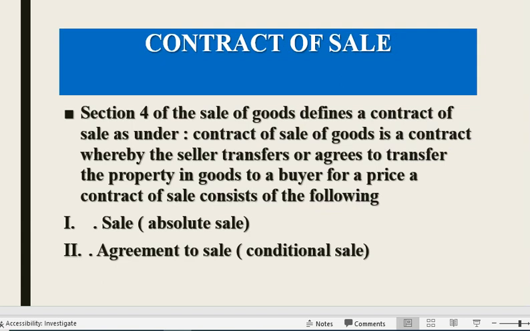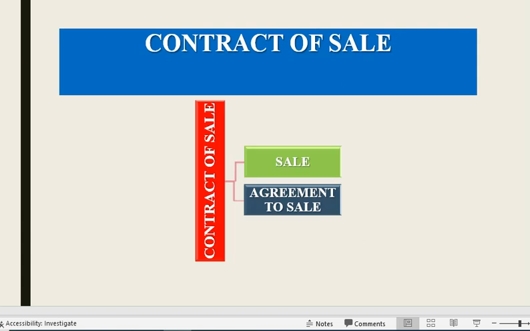A contract of sale may be an absolute sale, or it may be an agreement to sell that is based on conditions. Now we will understand. If the ownership is transferred to the buyer immediately, then it is a sale. But if the ownership is to be transferred to the buyer in the future or on some condition, then it is called an agreement to sell.